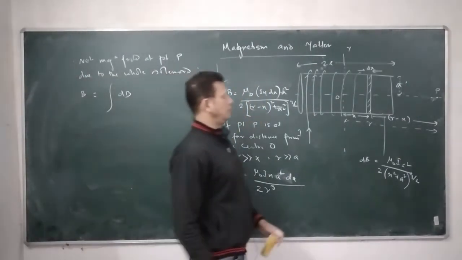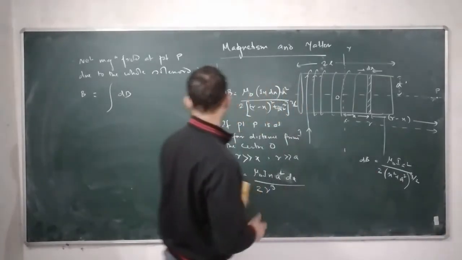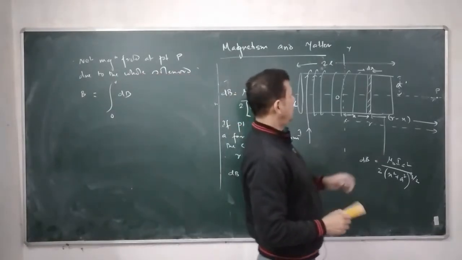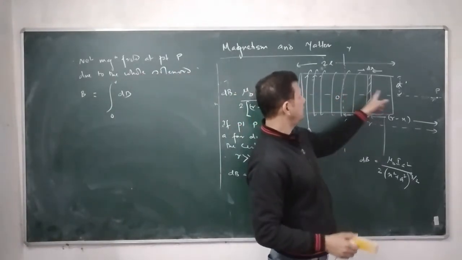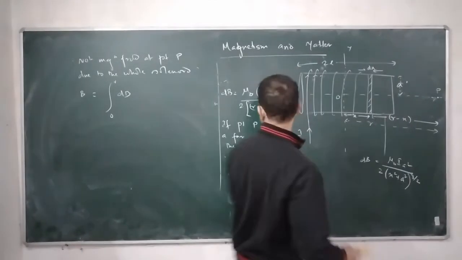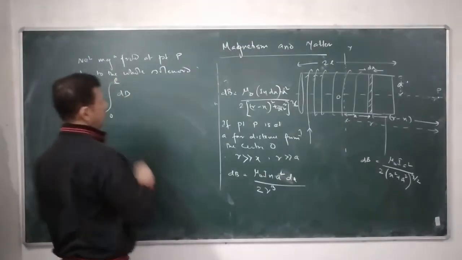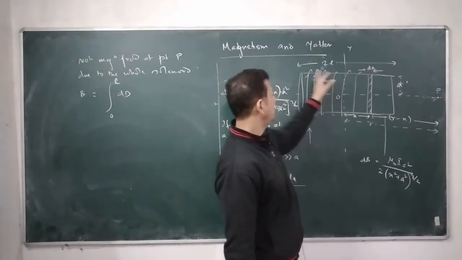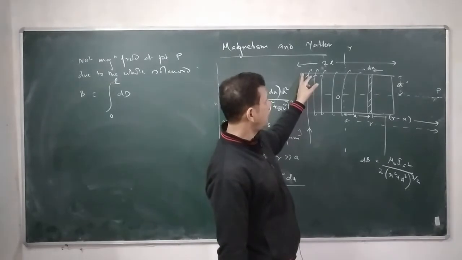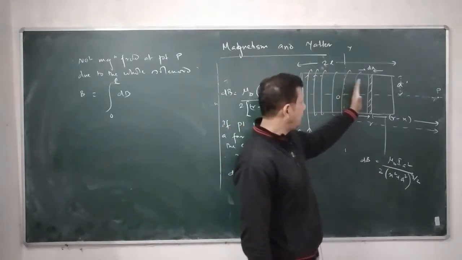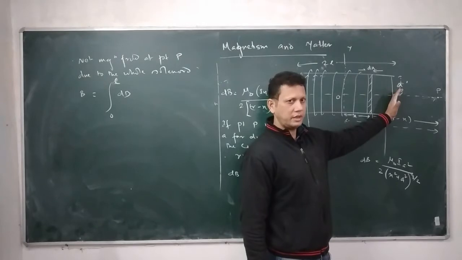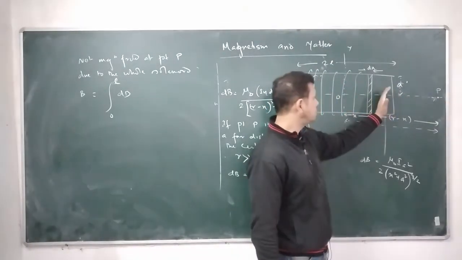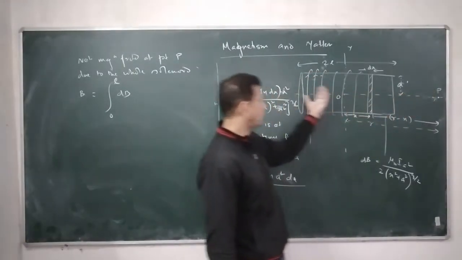If you take this limit from 0 to L, because the total length of the solenoid is twice L, from here to here it is L, and from here to here it is L. So if you take the integration from 0 to L, you will be getting only this half of the solenoid. You will be getting the magnetic field at point P due to only this half of the solenoid. But we need to find the magnetic intensity at point P due to the whole solenoid.